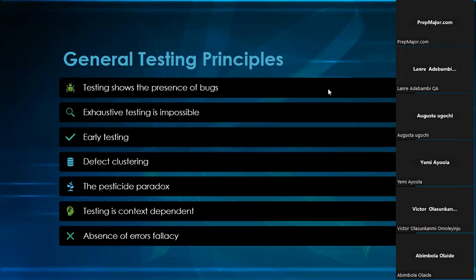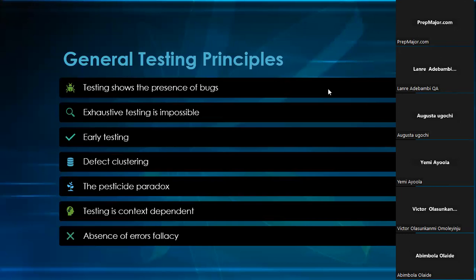Then the sixth one is testing is context dependent. What it means is that you put in an input, you get an output. For you to test that a pen is working, you need a pen and you need a book. So you need those two contexts. That's what you're going to use to do it. If you want to test that your soup is good, you need a soup, you need an ingredient. So you get an input. When you put in an input, you get an output. The same way it works in testing. So you see, testing is context dependent.